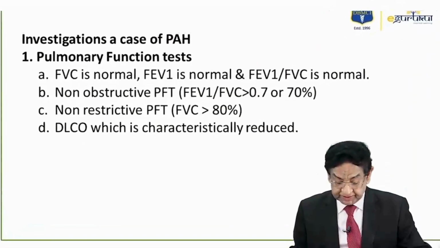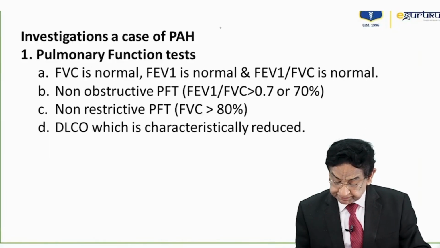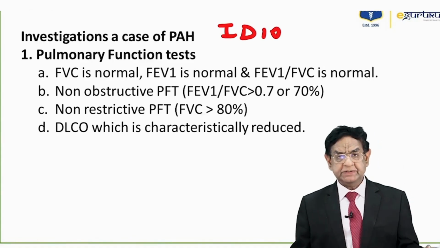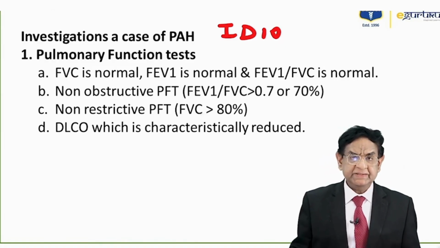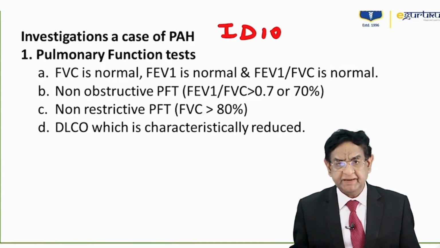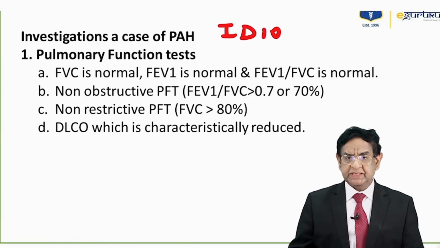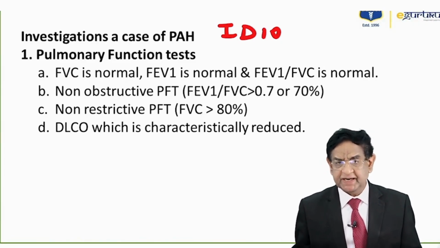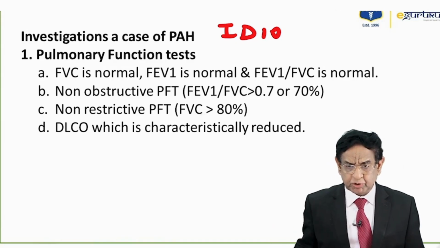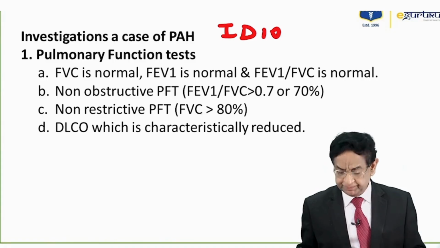So now, how to investigate PAH? This is again for the idiopathic variety, because in secondary causes, whatever it is, like suppose it is due to chronic bronchitis, then you have to investigate in terms of chronic bronchitis. If it is due to schistosomiasis, investigate. Sickle cell, investigate. HIV, investigate. So there are a lot of other investigations, but again I'm talking about the idiopathic variety, which is seen in ladies around 30 to 50 years.